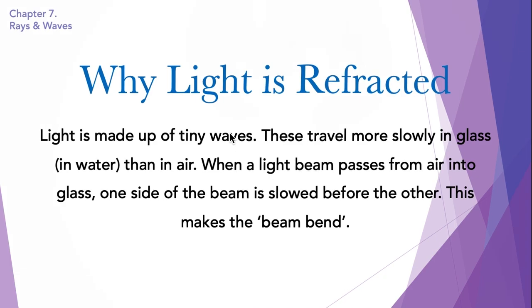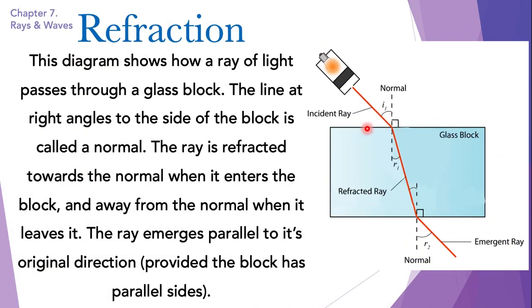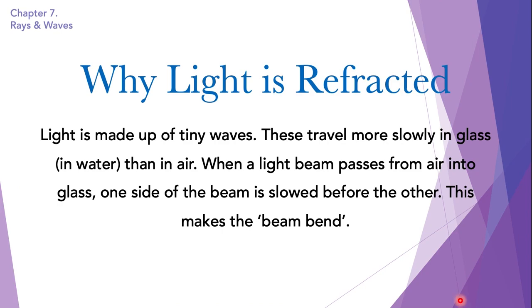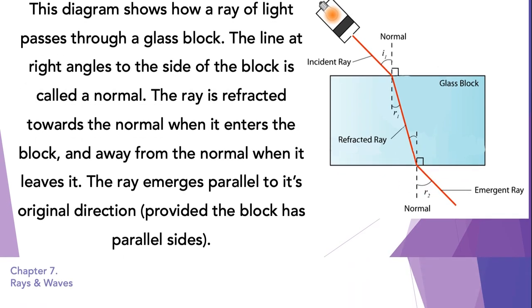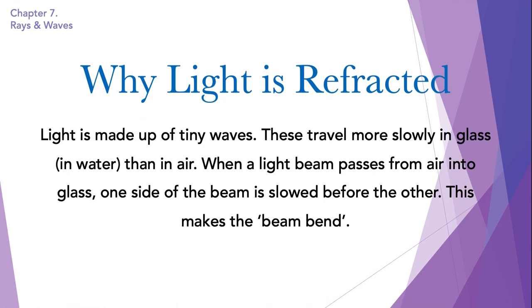But if the incident ray is not at right angles to the surface of the glass block, then one side of the rays enter the glass block first and they slow down before the other side. And so one side of the beam is slowed down before the other, and this makes the beam bend towards the normal. In the same way, when they leave the glass block, this side of the ray is speeded up before this side, and this makes the beam bend in this direction. So this is how light is refracted. I hope you've understood this.